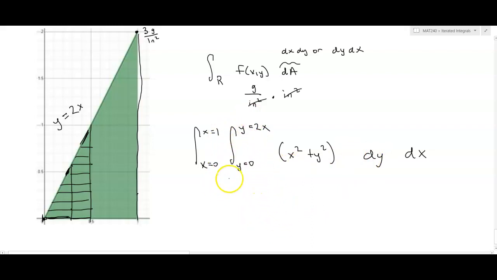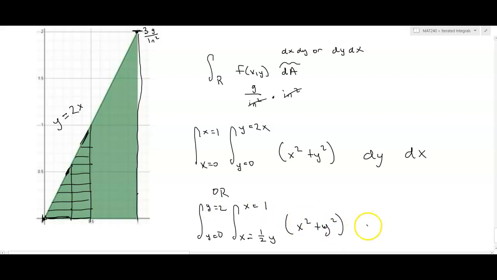It's ready for computation. I'll let you verify this, but another way that you could do this is to have x go from the line. So if I started over here at the line and worked my way to x equals 1, this would be x equals 1/2 y to x equals 1. And in this case, y would go from 0 all the way up to this point here, which is y equals 2, of the function x squared plus y squared. But our variables of integration would be dx dy. And that would produce the same answer. And you could check this in Wolfram Alpha.